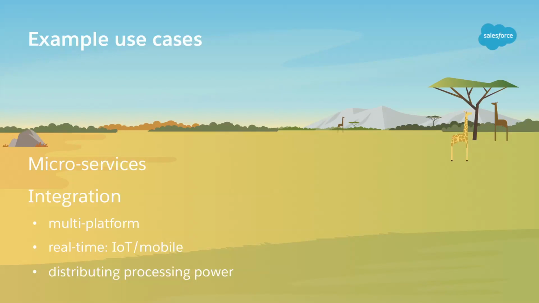And this brings the second point. Platform events are extremely good at integration jobs. For example, when you have multiple platforms with different technology stacks, this is perfect. When you're doing real-time IoT device control orchestrations, that's perfect. When you have a mobile application and you wish to receive real-time notifications, that's exactly the good use case for platform events.